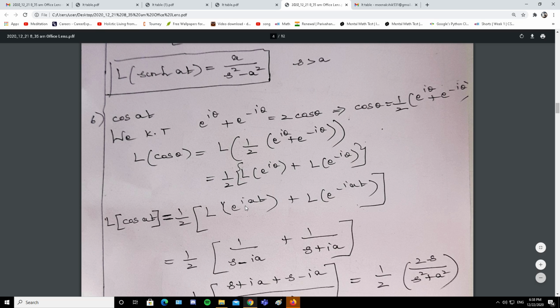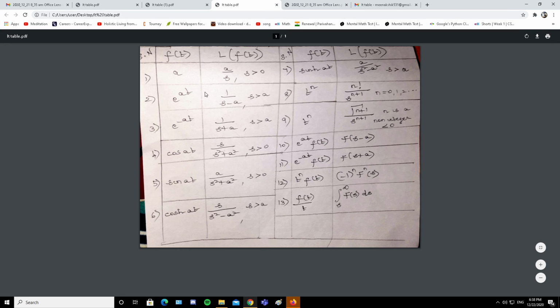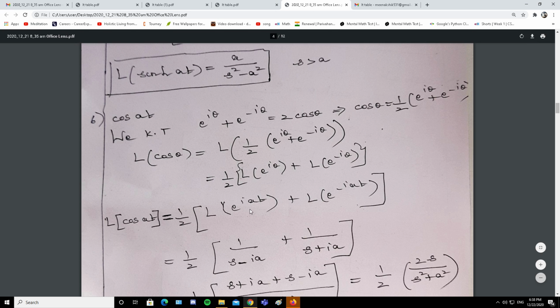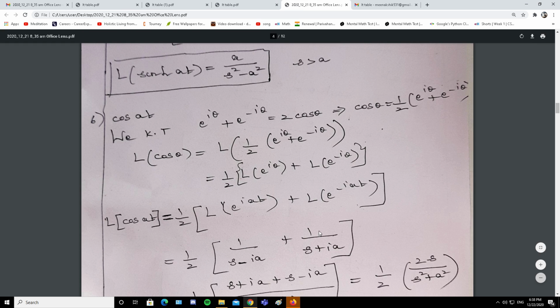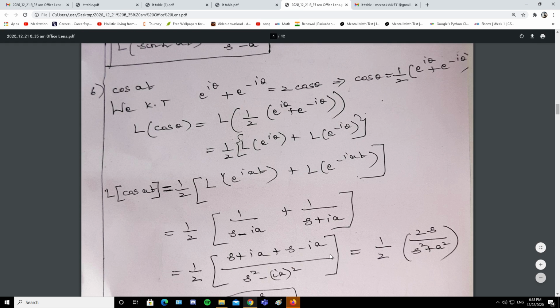So what is Laplace of e power at? 1 by s minus a. So here in place of a you have ia. So 1 by s minus ia. What is Laplace of e power minus at? 1 by s plus a. So in place of a you have ia. So 1 by s plus ia.